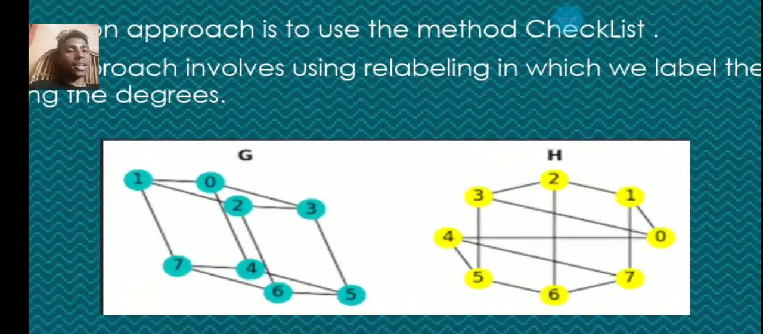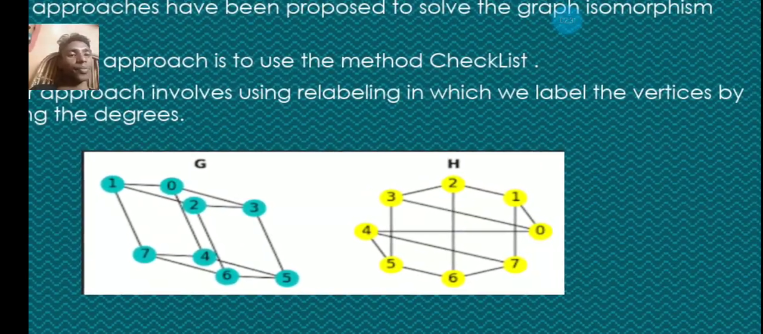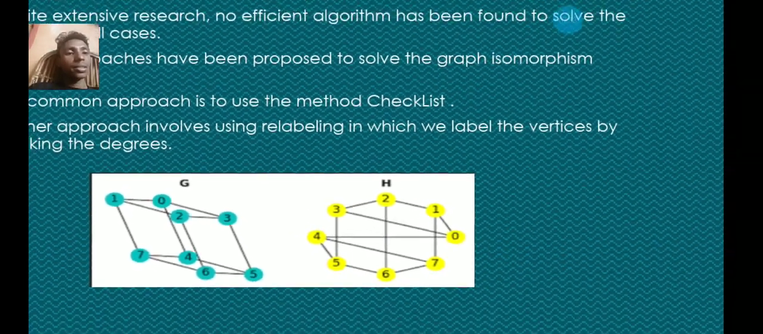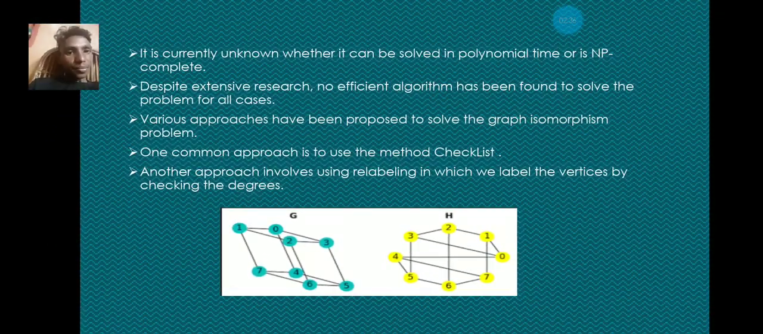Here we can see the graphs G and H. Here they are, counting the vertices in numerical order: 0, 1, 2, 3, 4, 5, 6, 7, like that.